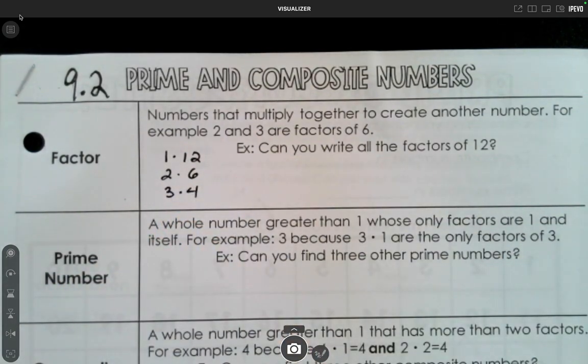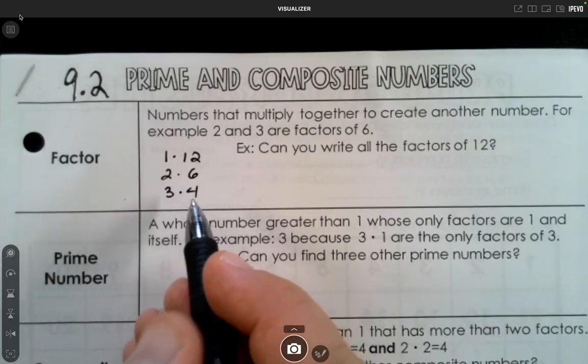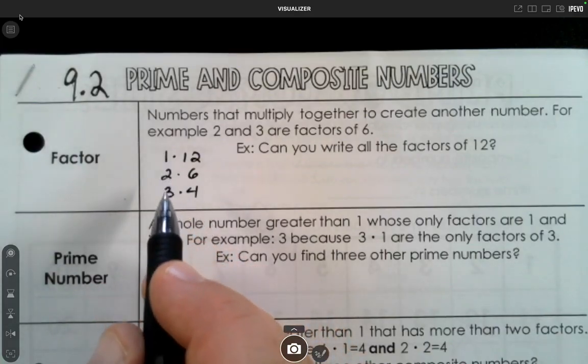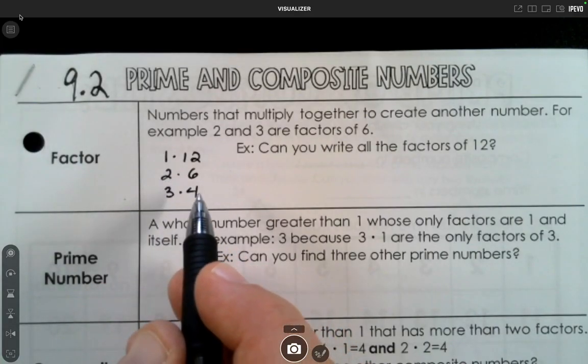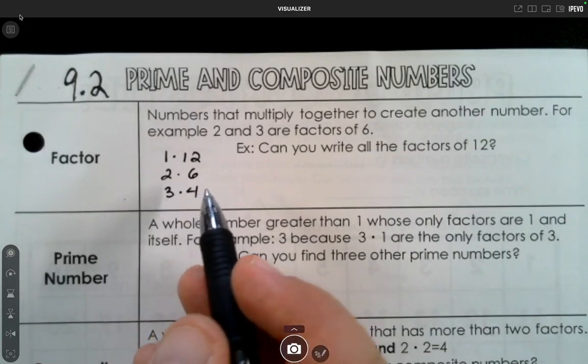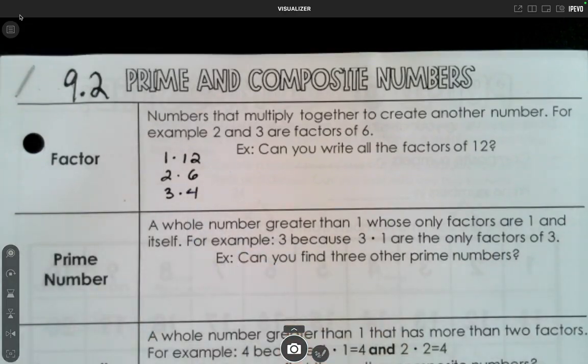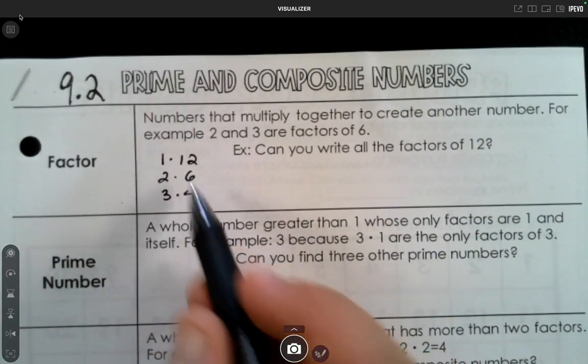And you could say, well, yeah, 4 works too, but we've already listed 4. So if you start at 1, as soon as you find a number that you've already listed, you know you're done. There's no reason to also write 4 times 3, 6 times 2, and 12 times 1. That's redundant. It's just including the same numbers all over again. So that's a benefit of starting with 1 and working your way up. And this is a completely fine way to write the factors.